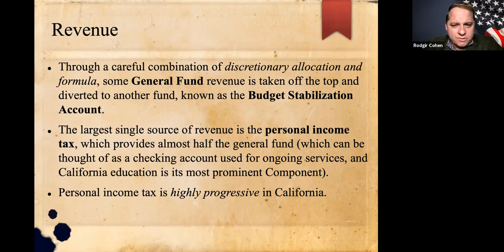The largest single source of revenue is the personal income tax, which provides almost half the general fund, which can be thought of as a checking account used for ongoing services, and California education is the most prominent component of that. The personal income tax is highly progressive in California.